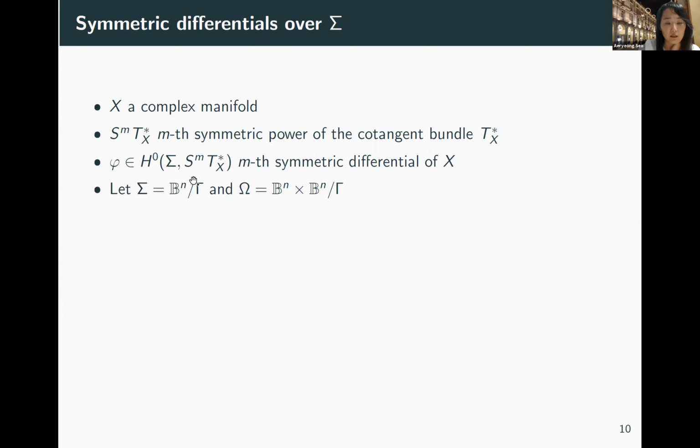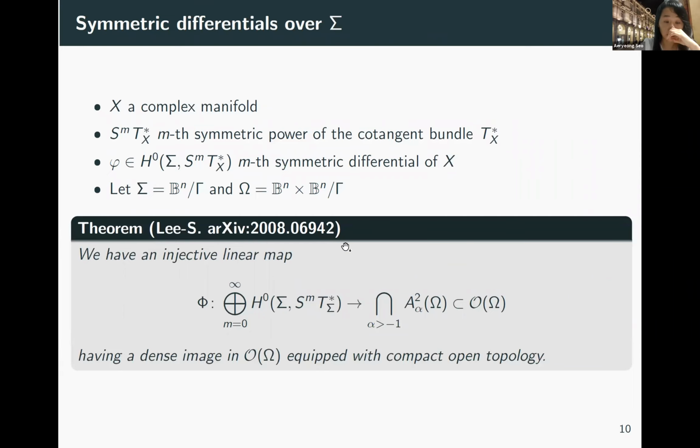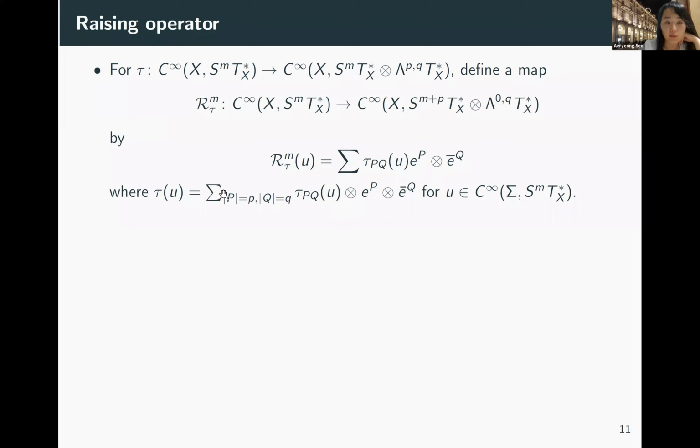And now consider the complex hyperbolic space and omega constructed, induced from that. Then we could also construct an injective linear map from the set of symmetric differentials to the set of holomorphic functions. And actually it also has a dense image in this set with compact open topology. To construct this map, we need to consider the following raising operator.